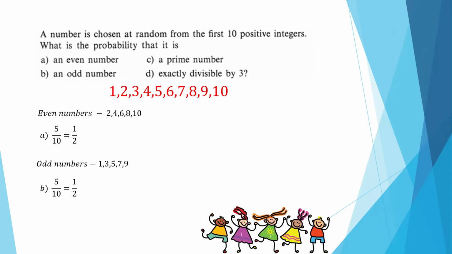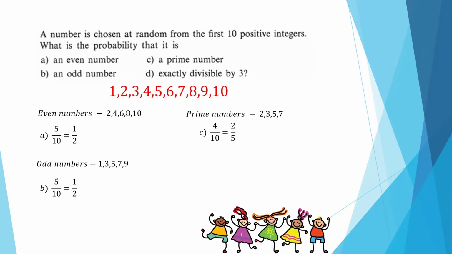The next question is a prime number. A prime number can have two factors, 1 and the number itself. Here you can see 2, 3, 5 and 7 are the prime numbers. So the probability will be 4 over 10, and when you simplify, you will get 2 over 5.